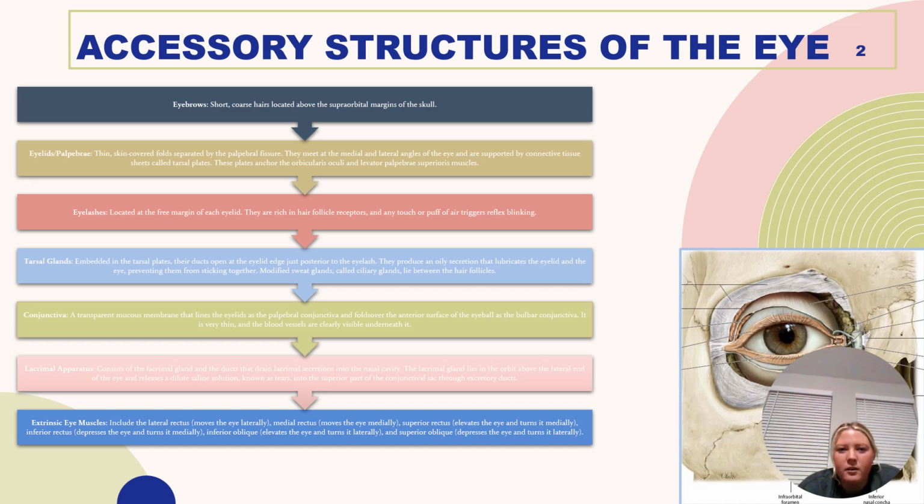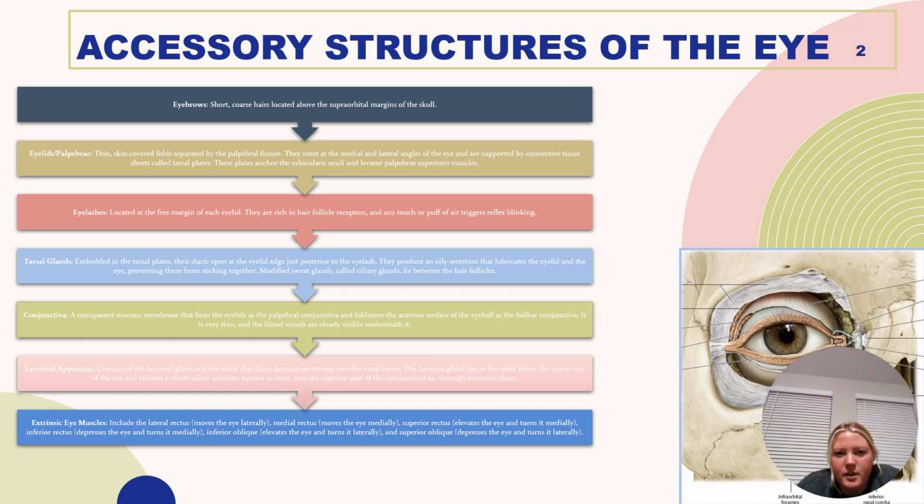It releases a dilute saline solution called lacrimal secretion, or tears, and it releases in the superior part of the conjunctival sac through excretory ducts.